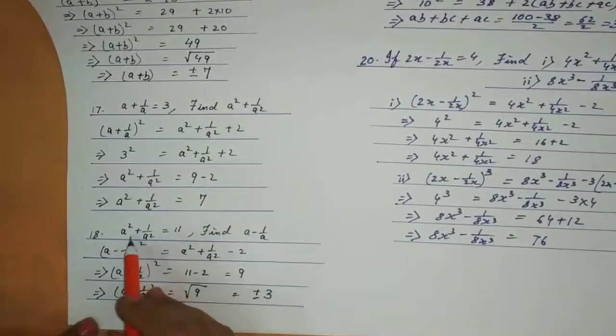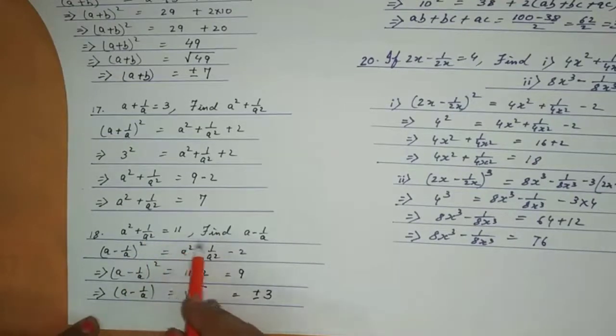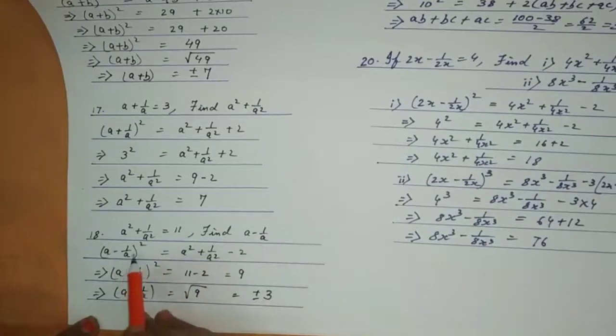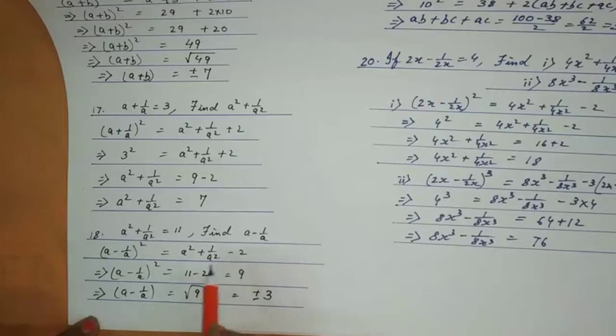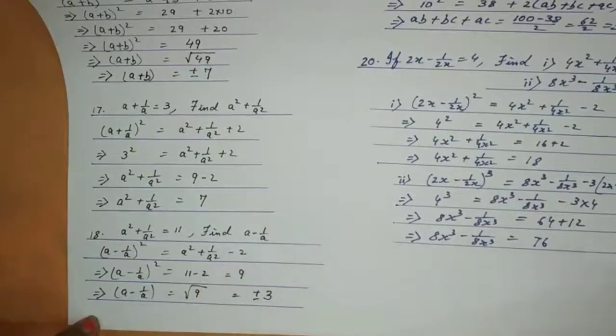Where a square plus 1 by a square's value is 11. You have to find a minus 1 by a. So (a minus 1 by a) whole square is a square plus 1 by a square minus 2. We know this one is equal to 11 given, minus 2 is 9, and square root, as I showed you just now, square root of 9 is plus minus 3. This is another good question.